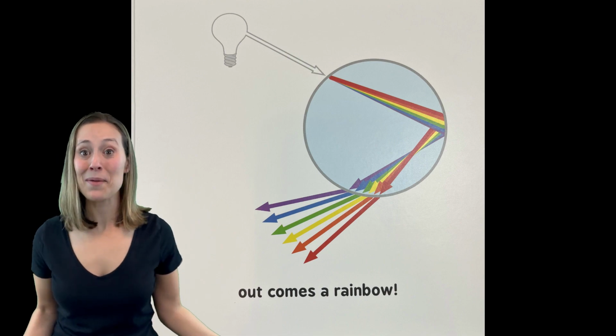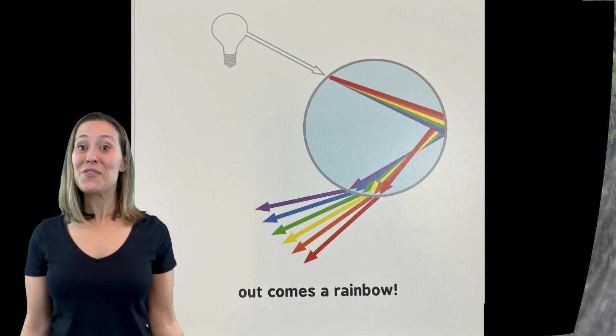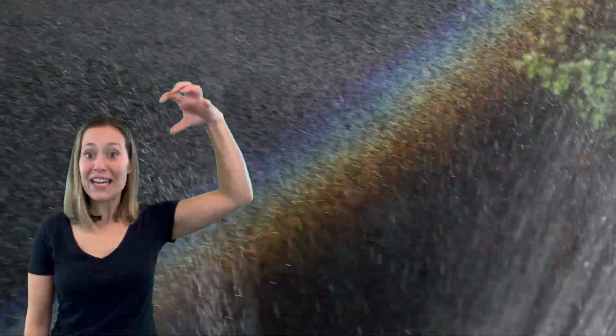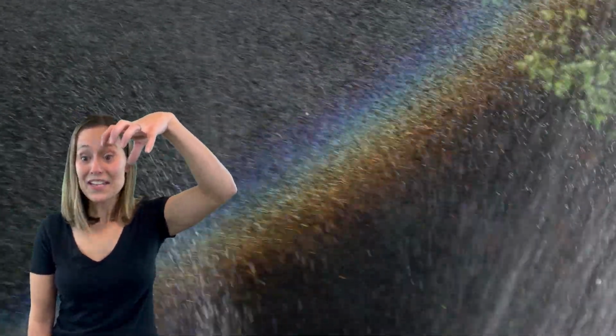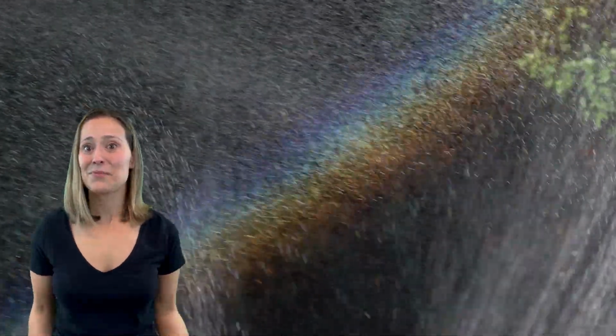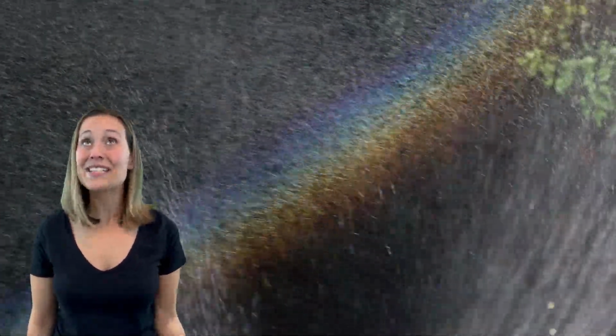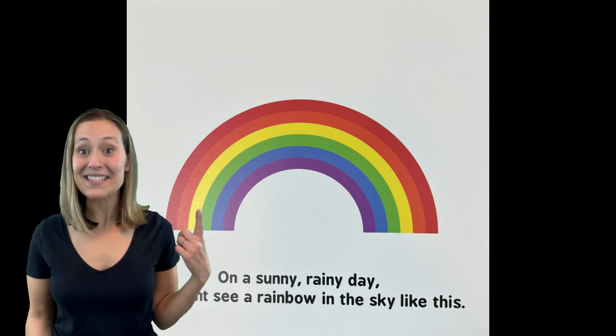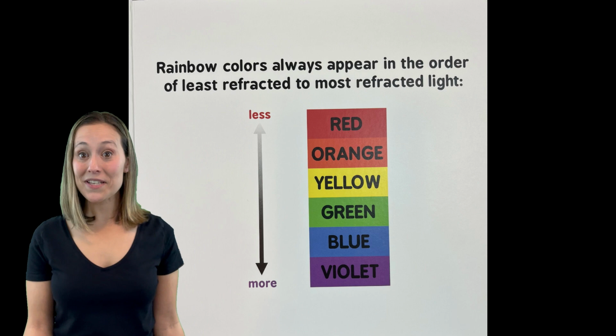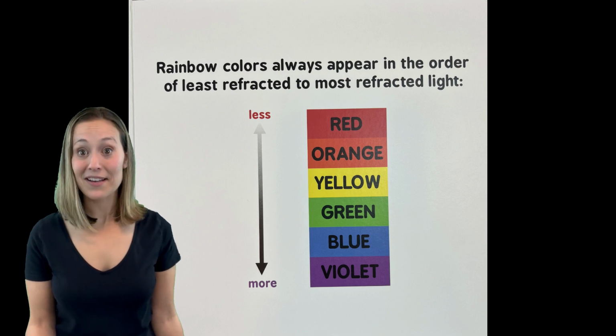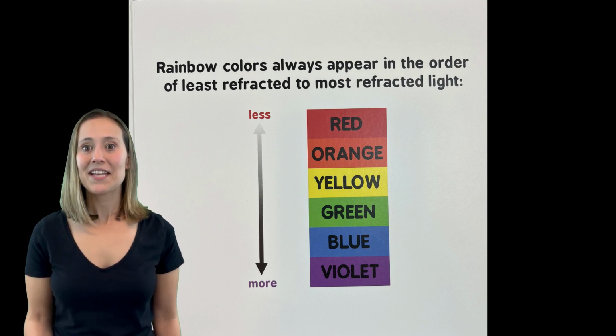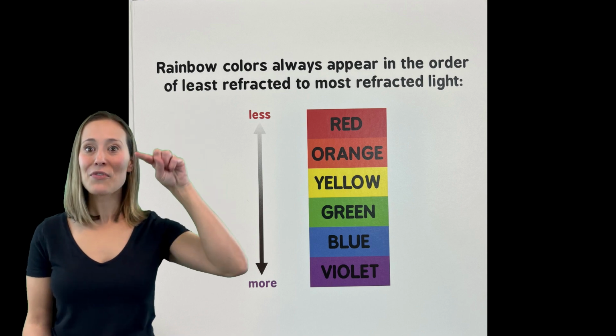Did you know how rainbows are formed? Well, now you do. Rainbows are formed when light hits raindrops or water and disperses the colors. You really only see rainbows after it rains and the sun comes out, when there's still moisture, when things are still wet, and the light can hit the water and be dispersed into a rainbow. On a sunny, rainy day, you might see a rainbow like this. Rainbow colors always appear in the order of least refracted to most refracted light. That's why the red is always on the outside of a rainbow.